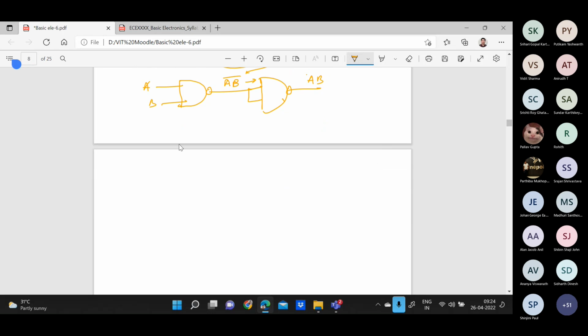Now, if, for example, you have A plus B and C plus B. For example, like this, we have any function.